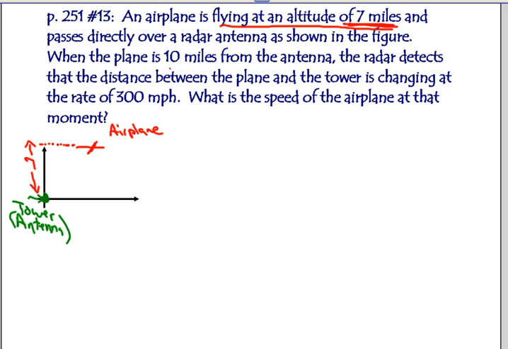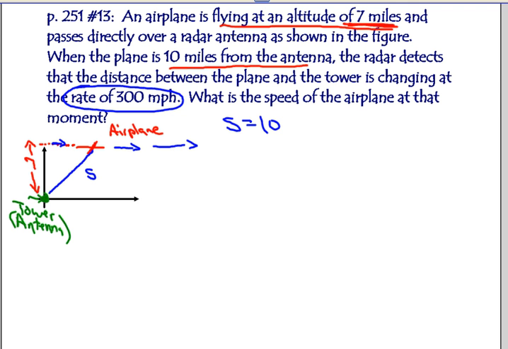When the plane is 10 miles from the antenna, how do you measure distance? You measure it in a straight line. So we would measure that distance that way. Let's label that s. We have to have it as a variable because clearly it's going to change. When the plane was over here, s was smaller. When the plane comes over here, s is going to get bigger. So I can't label that 10. At some point, s will be 10, but I label it as a variable because that distance from the plane to the tower is changing throughout the problem.